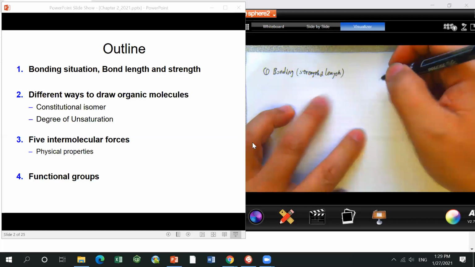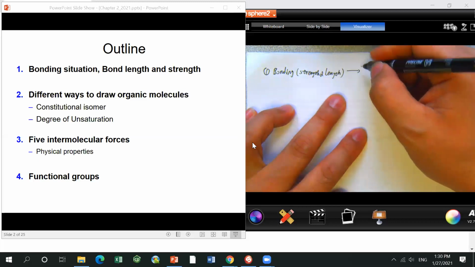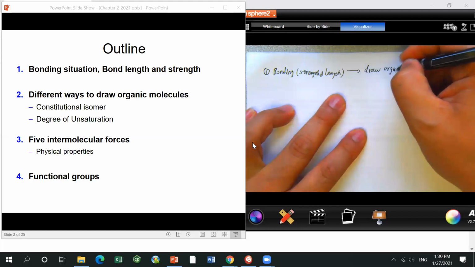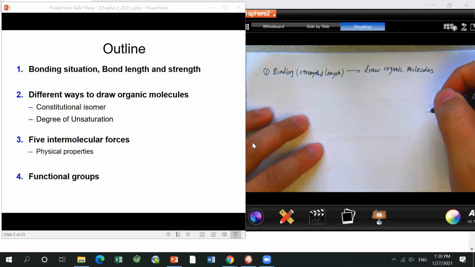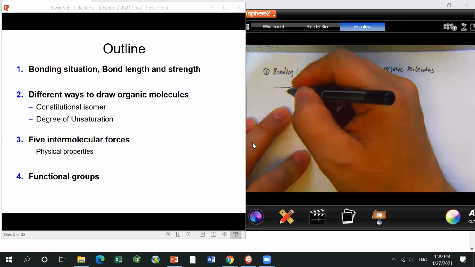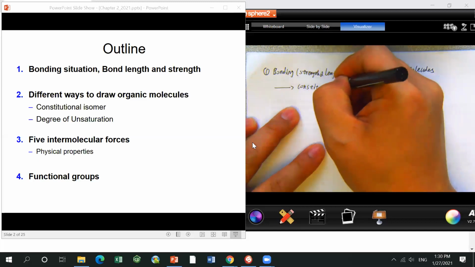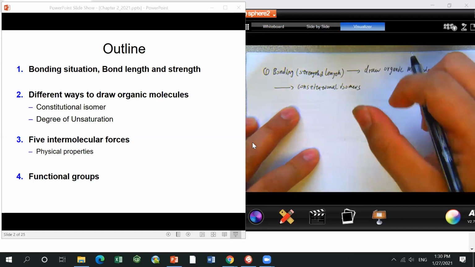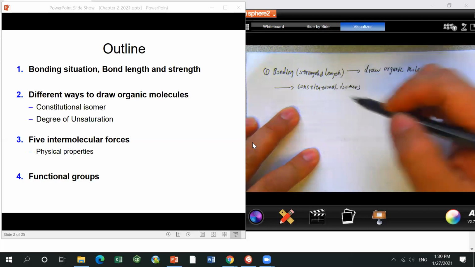Second, we'll learn other ways to draw organic molecules. So far we've only drawn Lewis structures, which is too much of a hassle and too time consuming. We will learn a much easier way. Once we can draw formulas this way, we can study constitutional isomers. Constitutional isomers are two molecules that have the same formula but different connectivity. That's the hard part of this chapter.